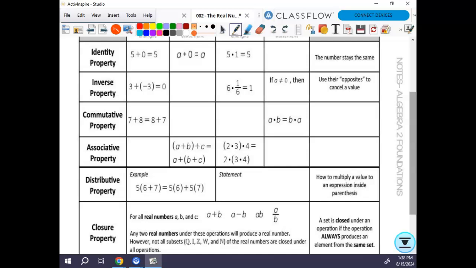So for addition, it's going to be 0. Subtraction, it's going to be 0. Multiplication and division, it's going to be 1 because it's going to be the same. So this could really just be here. We'll do A times 1 equals A.